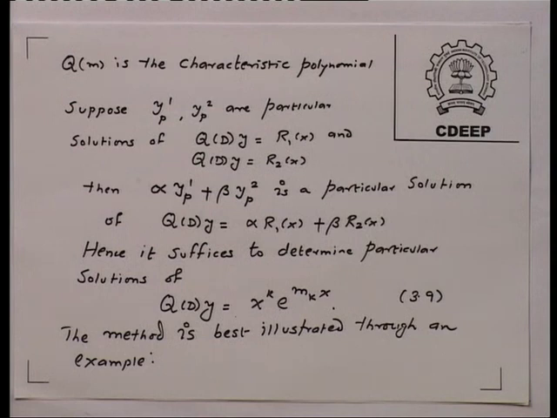Is that correct? Have you understood the simplification? So what do we have to now focus our attention on? We just have to focus our attention on equation 3.9, that's all. Q(D) of y equal to x to the power k, e to the power mkx, that is all that we have to understand.